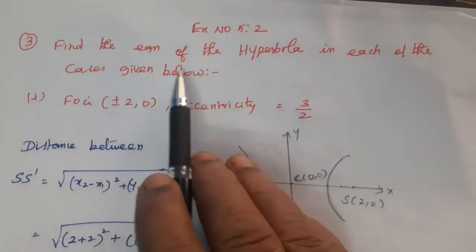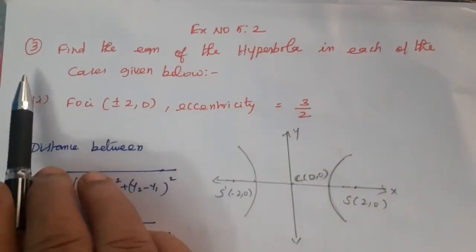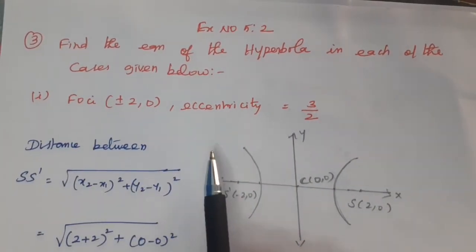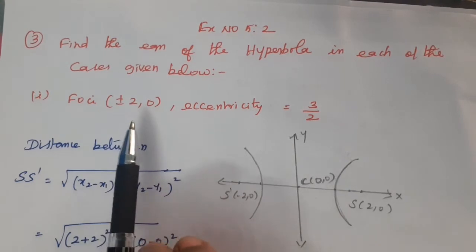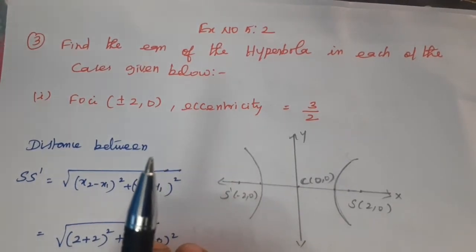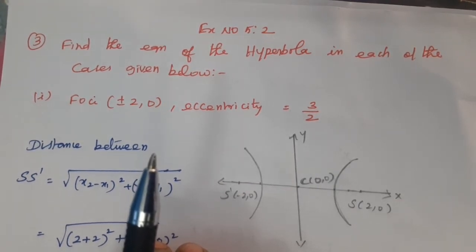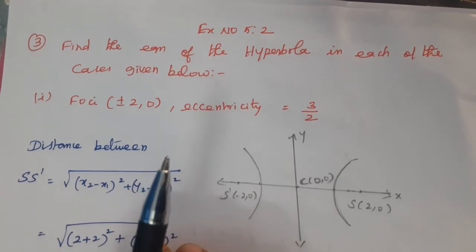Now I start exercise number 5.2, question number 3. Here the first and second sums, first, second, third, are based on the hyperbola. I have separately segregated those and arranged them properly. First I will teach the parabola, second the ellipse, and third I am going to explain the sums based on the hyperbola.